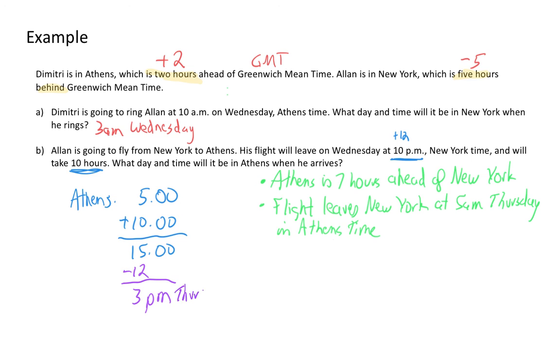So I can see the plane is going to arrive in Athens at 3 p.m. on Thursday. So finishing off by answering the question, therefore the plane will arrive in Athens at 3 p.m. Thursday. So that's an example of how I can solve problems involving different time zones and traveling.